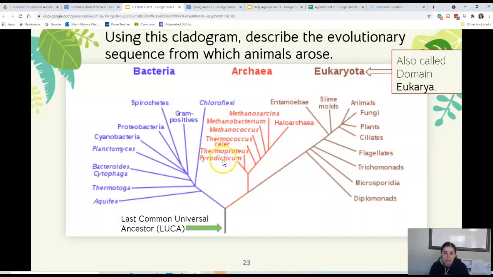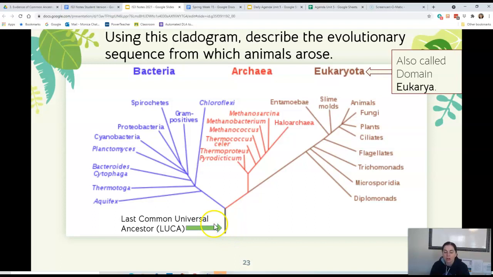Using this cladogram, let's describe the evolutionary sequence from which animals arose. You will see there are 3 domains. We have bacteria, archaea, and eukaryota, which is usually called eukarya. You will almost always see it as eukarya. Back down here, we have our last universal common ancestor, which is frequently referred to as LUCA. So let's describe how animals came about.